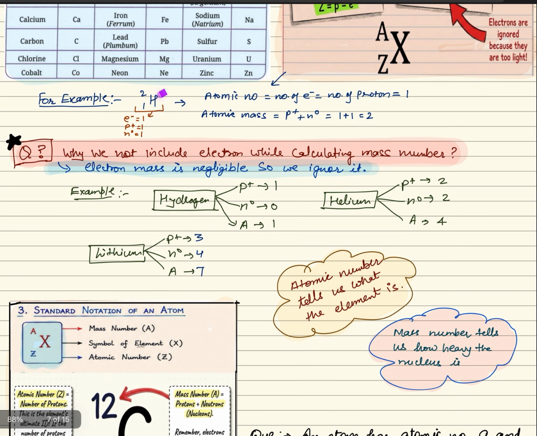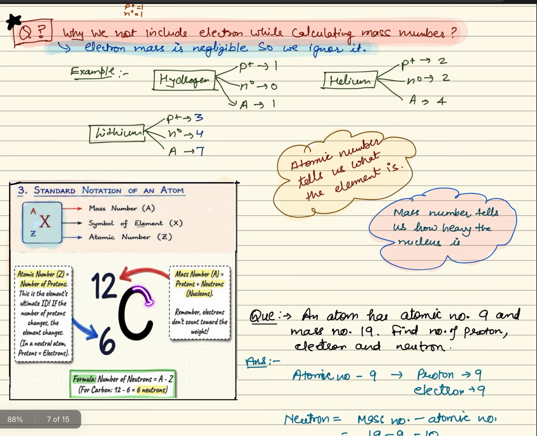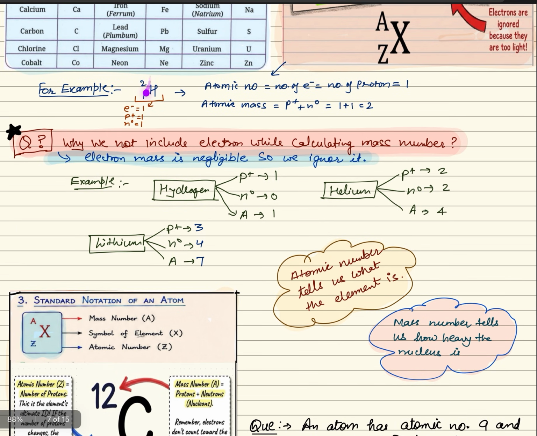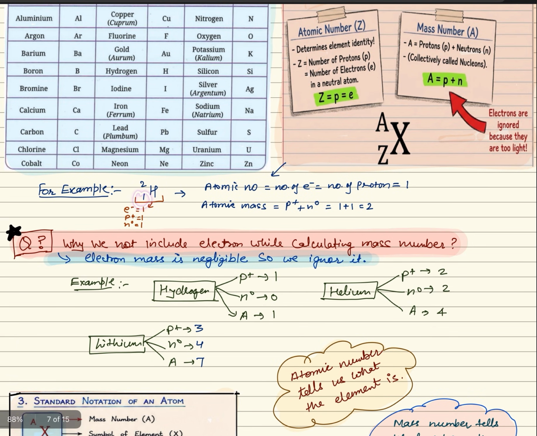Okay, this is an example. Can you see hydrogen? This is the atomic number. This is how we represent it. This is an atom or element. This is atomic number. This is atomic mass. So this is hydrogen, atomic number is 1, and I told you atomic number gives you the number of protons and electrons. So one electron and one proton, and this 2 is atomic mass. Atomic mass is the sum of proton and neutron. So proton and neutron, 1 plus 1 is 2.